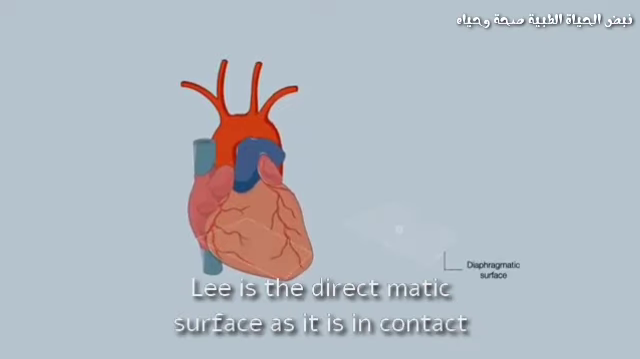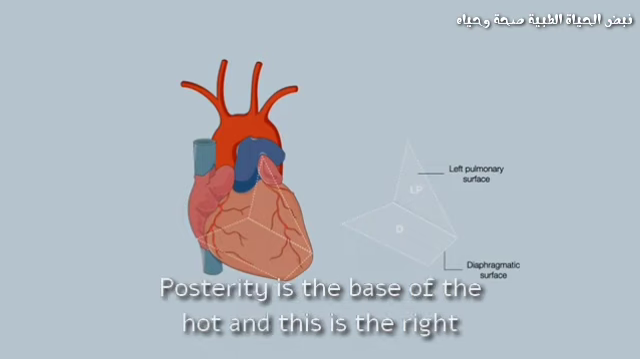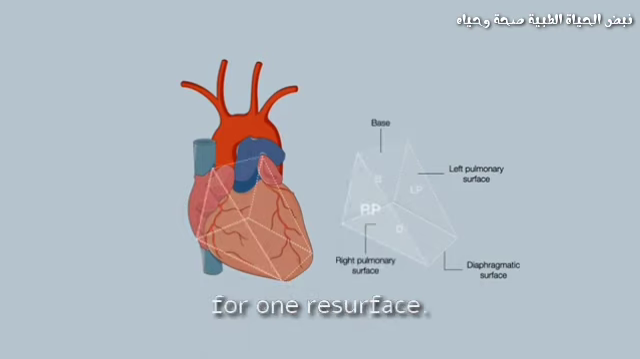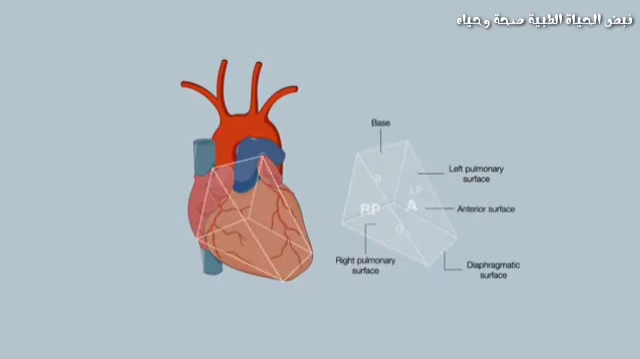Inferiorly is the diaphragmatic surface, as it is in contact with the diaphragm. Laterally is the left pulmonary surface, which is in contact with the left lung. Posteriorly is the base of the heart, and this is the right pulmonary surface. And lastly, the anterior surface of the heart.